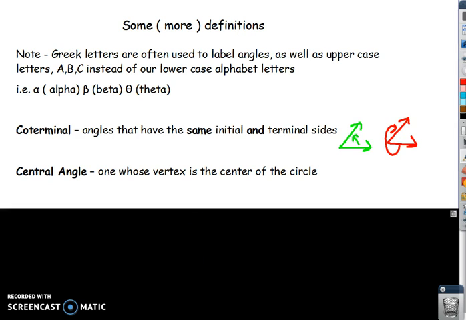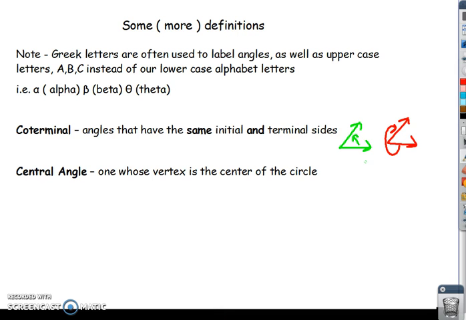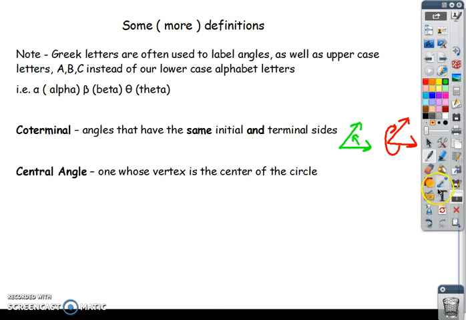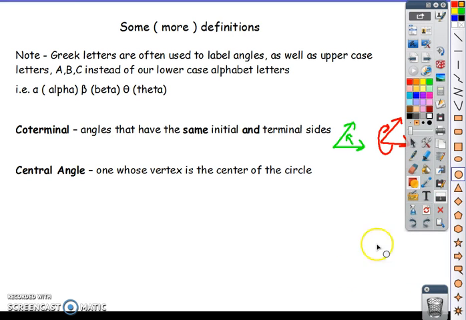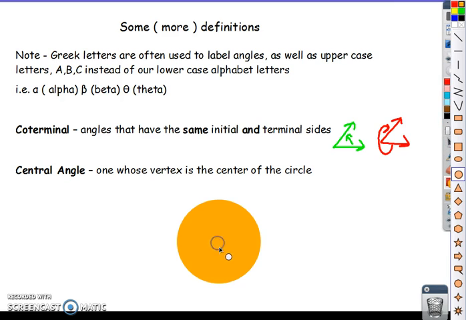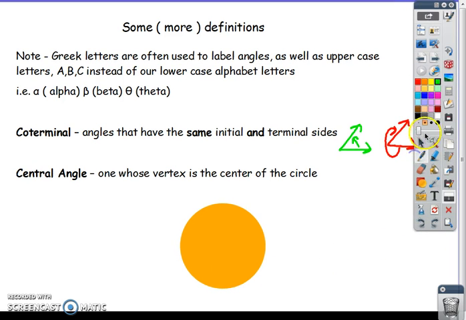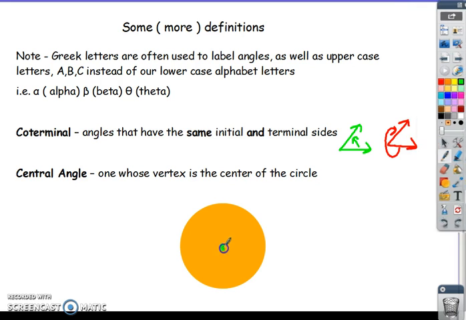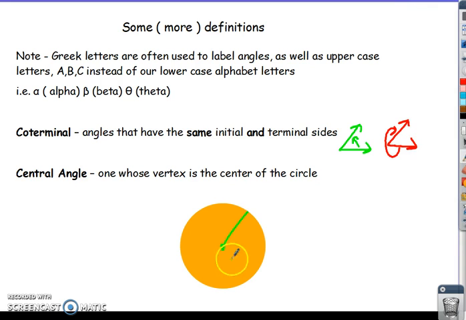A central angle is one whose vertex is the center of a circle. So if I've got myself a circle here, and I put an angle right in the middle of it, that would be a central angle because it's in the center of a circle. Not exactly reinventing the wheel there.